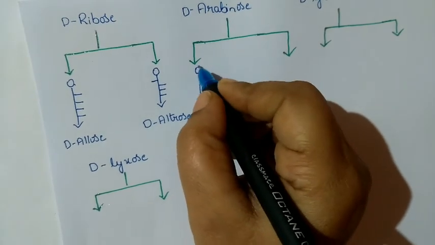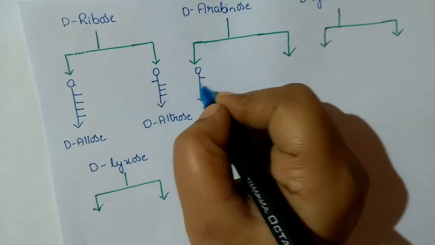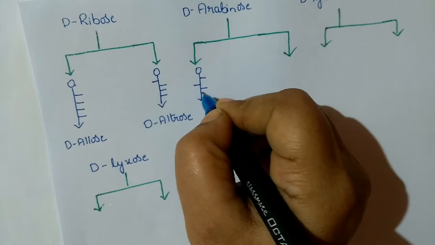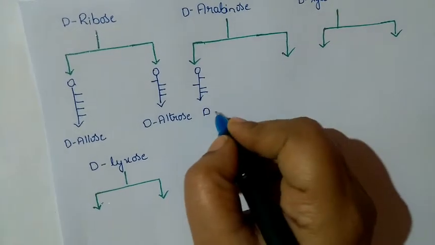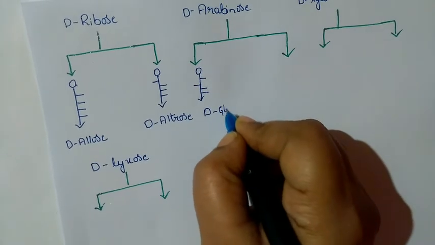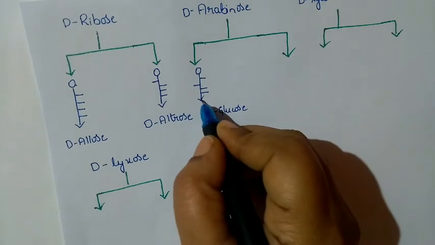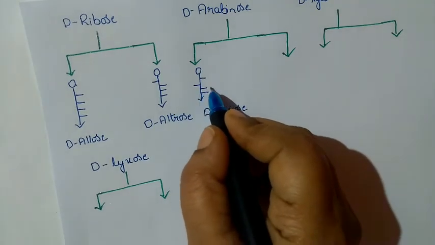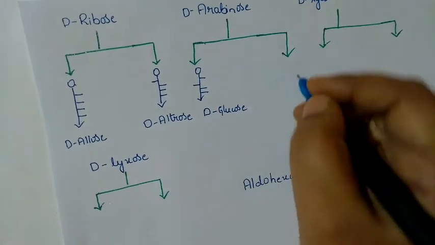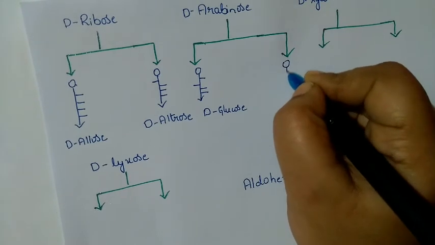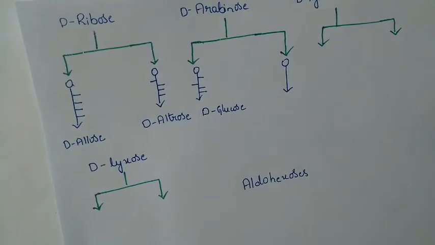So observe properly. 1, 2 is over, 3, 4, 5, 6. So it is also of the D family only, D-glucose. You can recall: sixth one is CH2OH, fifth one this side, fourth one this side, third one this side, second one this side, OH groups. Next, likewise, this is called D-mannose.